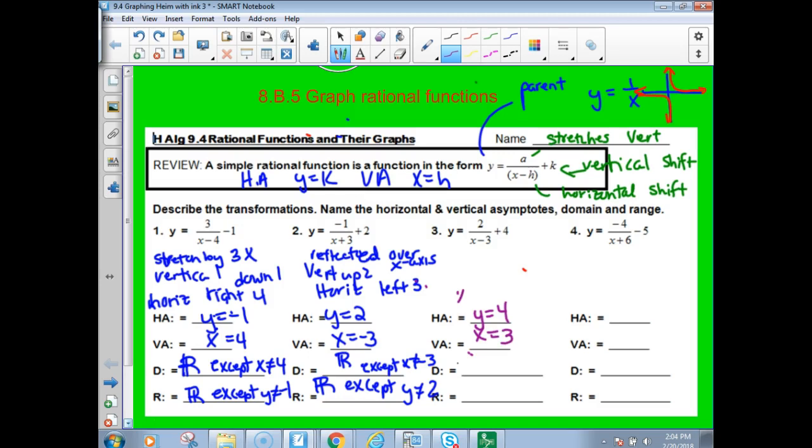Oh, well. Domain is all reals except x can't equal, and I know I'm repeating, but I want to make sure you know x can't equal 3. Maybe it'd be nice if the domain and the range were flopped here, but the range is all reals except y cannot equal 4. All right, and this one would be reflected over the x-axis.